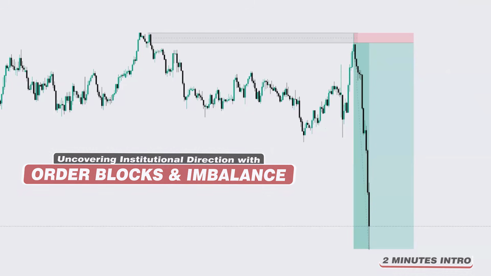In today's lesson, we're going to be covering institutional direction, how I identify institutional direction by understanding my valid order blocks and price inefficiency. So when you understand how to select a valid order block and identify your price inefficiency, it's very important to understand institutional direction, understanding where the institutions are planning to move the market.